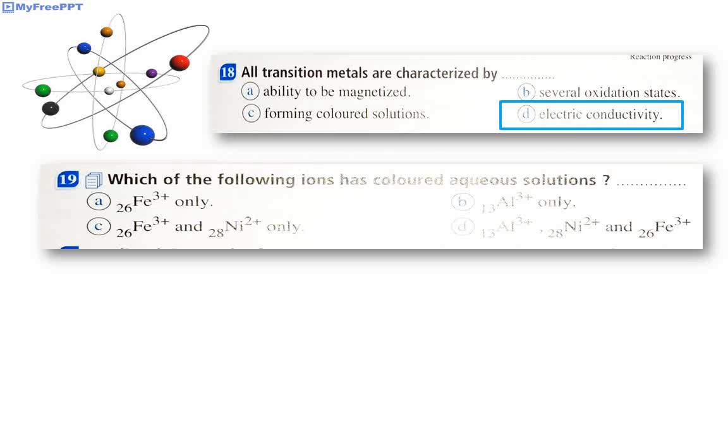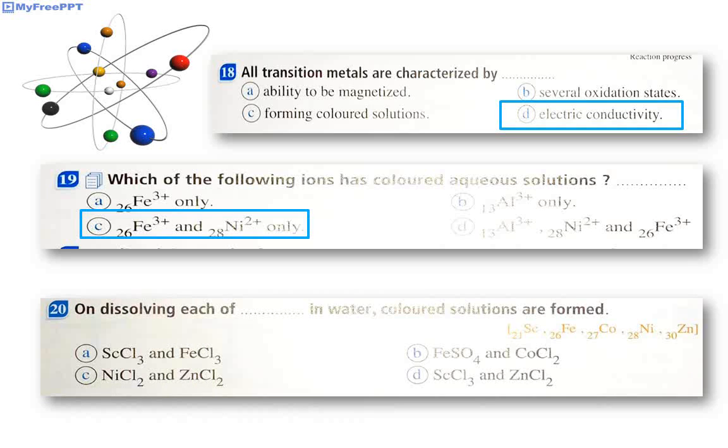Question number 19. Which of the following ions has a colored aqueous solution? It means that it gives color. We have iron 3 only, aluminium 3 only, iron 3 and iron 2, and nickel 2 only, aluminium plus 3, nickel plus 2, iron plus 3. Okay, which of them will give colors? We have here iron 3 and nickel plus 2, as they have a number of unpaired electrons in the orbital.